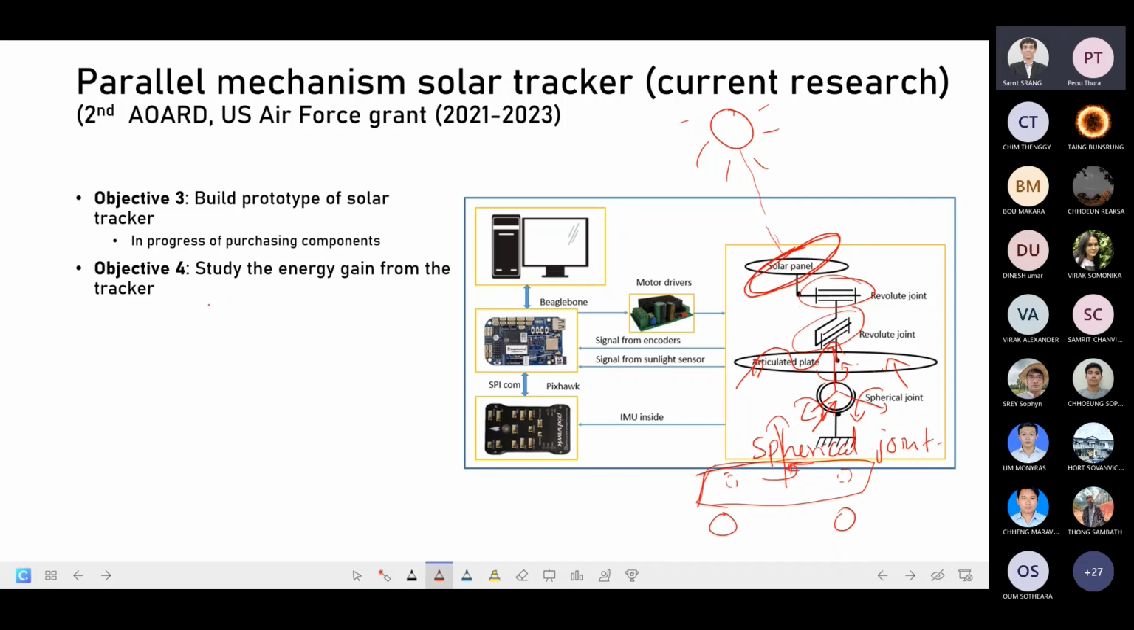For example, study of energy gain from the tracker. This one would be enough. Yeah, actually we need to consider energy gain and at the same time the energy spent on actuator 1 and 2.